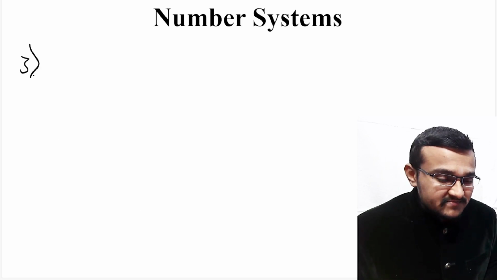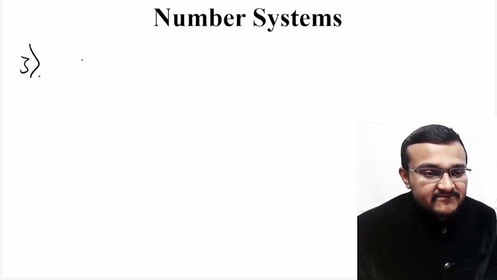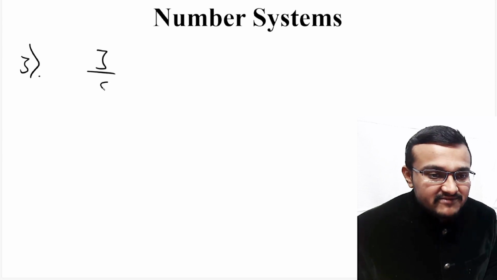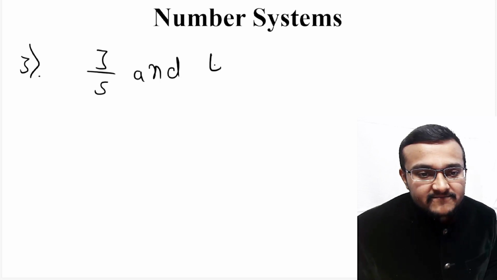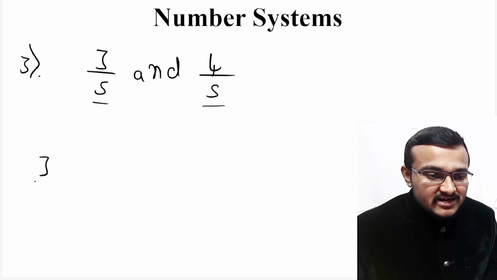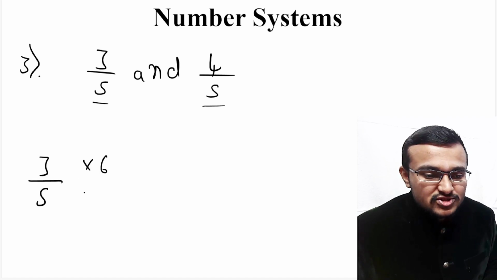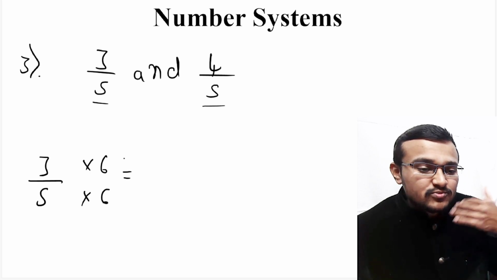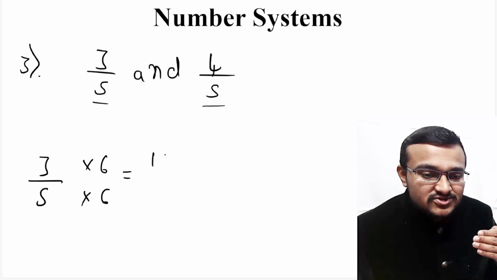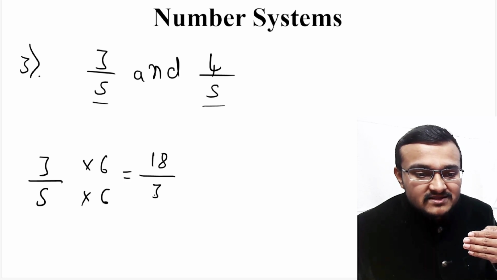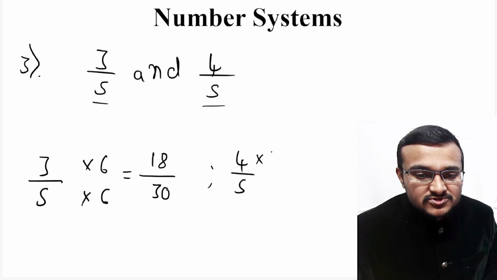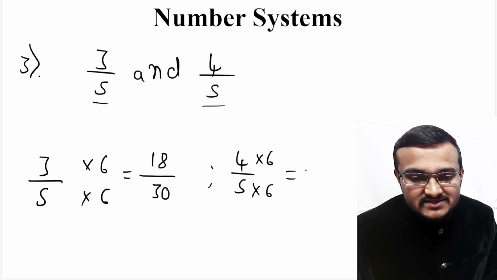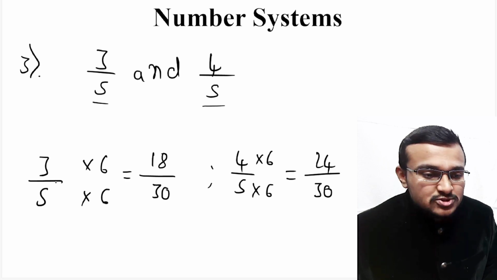So coming to the third question, here you have to find 5 rational numbers in between 3 by 5 and 4 by 5. So in order to do that, you can just multiply 6 to both numerator and denominator for 3 by 5. So when you multiply 6 to both numerator and denominator, 6 into 3 is 18, 5 into 6 is 30. Similarly, 4 also you can multiply with 6, 5 also you can multiply with 6. So 6 4s are 24, 6 5s are 30. So here also 6 5s are 30, 6 into 3 is 18.